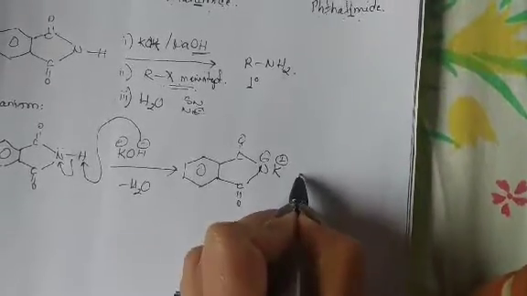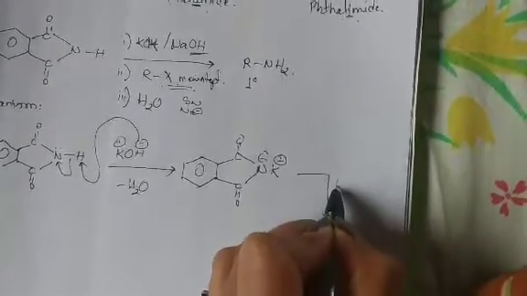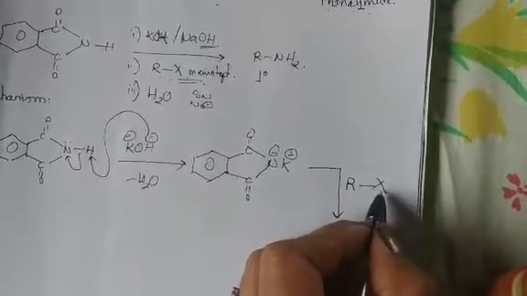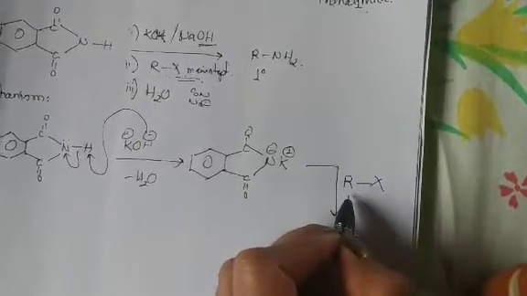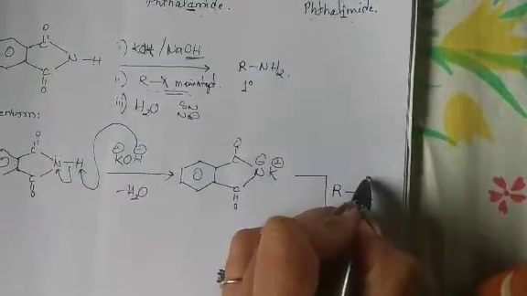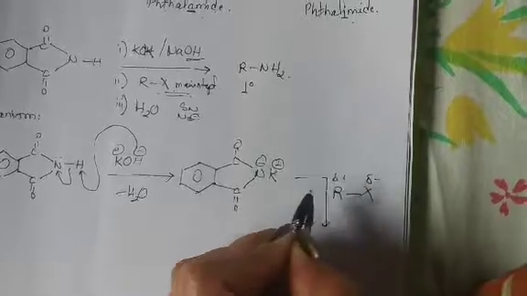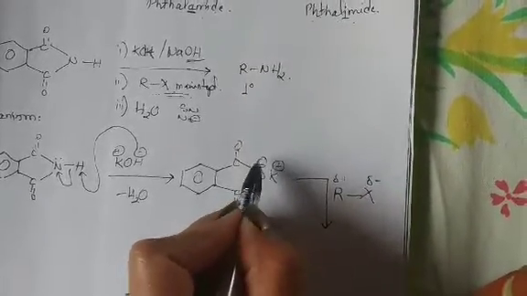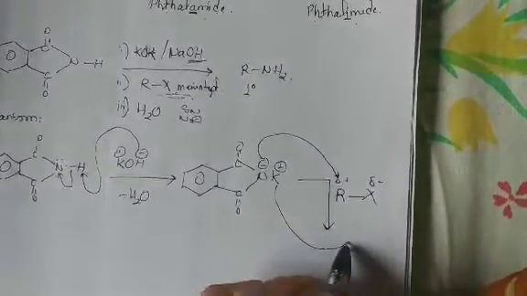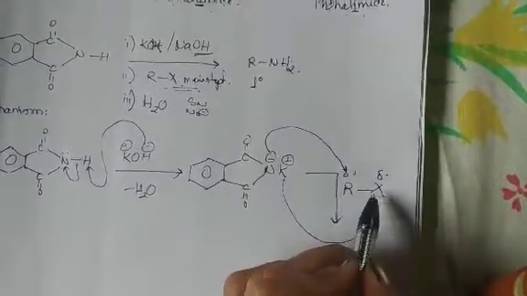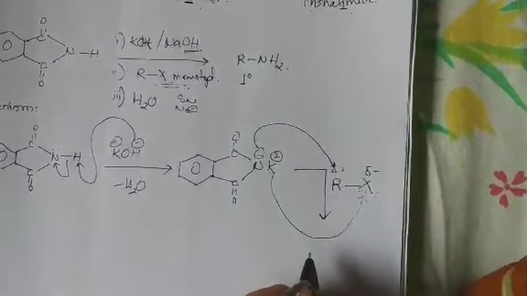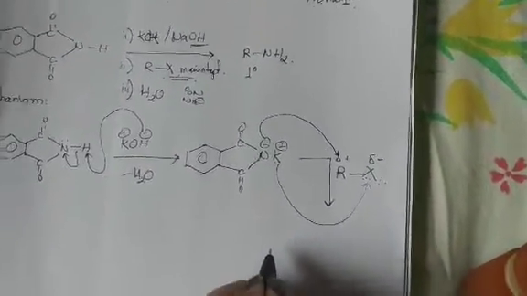Now this is where the main step comes, the alkyl halide. In alkyl halides, the halogen atom is more electronegative than the alkyl group, therefore the carbon becomes partially positive. The negative charge on nitrogen now comes and attacks the alkyl group, and then potassium leaves along with the halogen. Halogens are good leaving groups, therefore the potassium leaves along with the halogen, and we would get the product here.